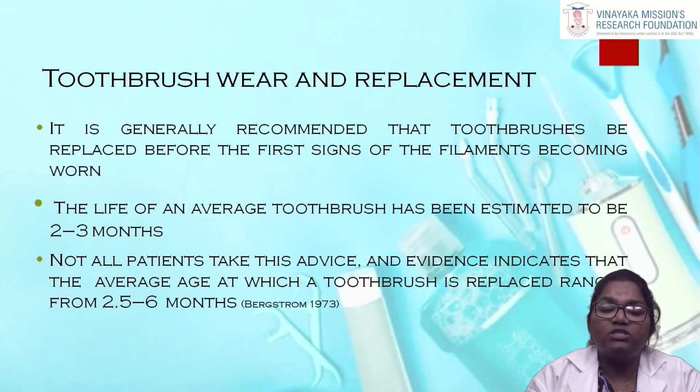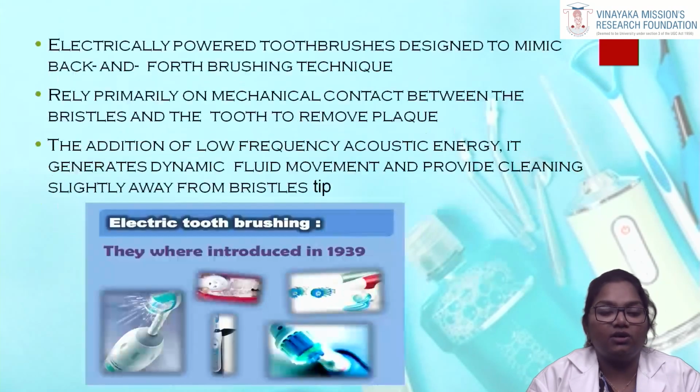Moving on to toothbrush wear and replacement. It is generally recommended that toothbrushes be replaced before the first signs of filaments becoming worn, before they even start to splay. When we notice the first bristles starting to wear, we are supposed to replace it. The average life of a toothbrush is estimated to be about 2 to 3 months, and not all patients follow this advice, because evidence indicates that the average age at which a toothbrush is replaced ranges from 2.5 to 6 months, which is a really long time.